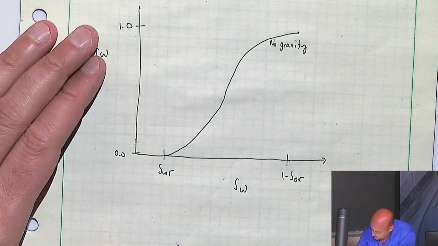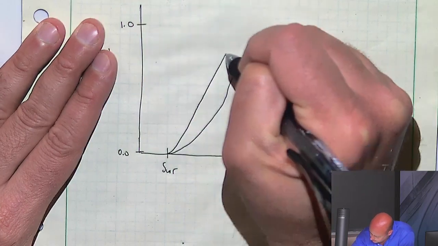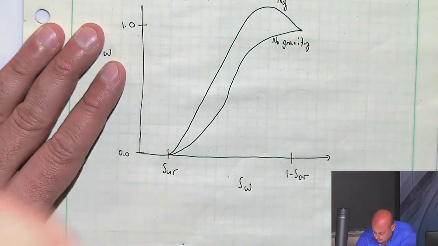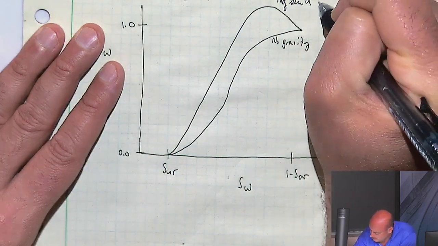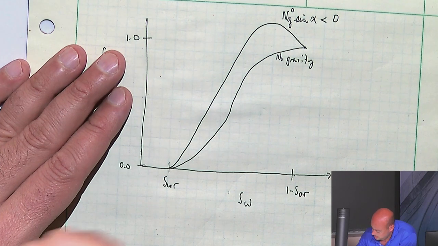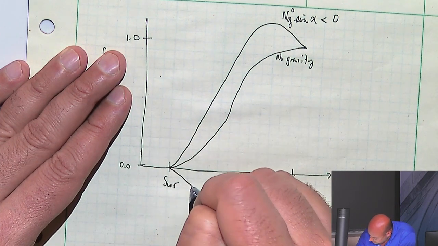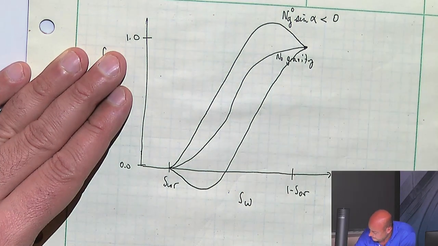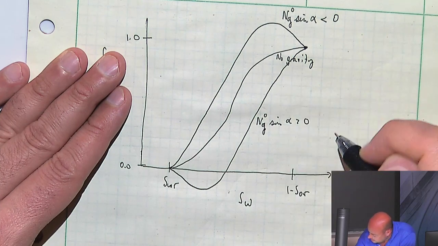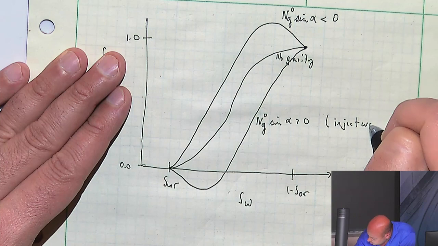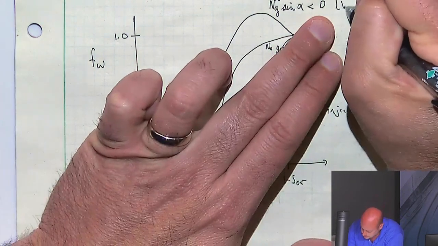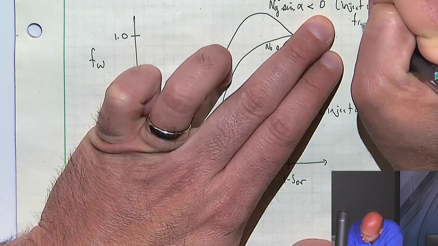But you could get something like that, and this is the case where the gravity number, N_g naught, times the sine of alpha is less than 0. So that's a negative number. Or you could get a fractional flow that actually goes negative and comes up and does this. And this is for the case of N_g naught sine of alpha greater than 0. And what that really means is that we inject water up. So we start at the bottom and we inject it up. This is injecting water from the top.